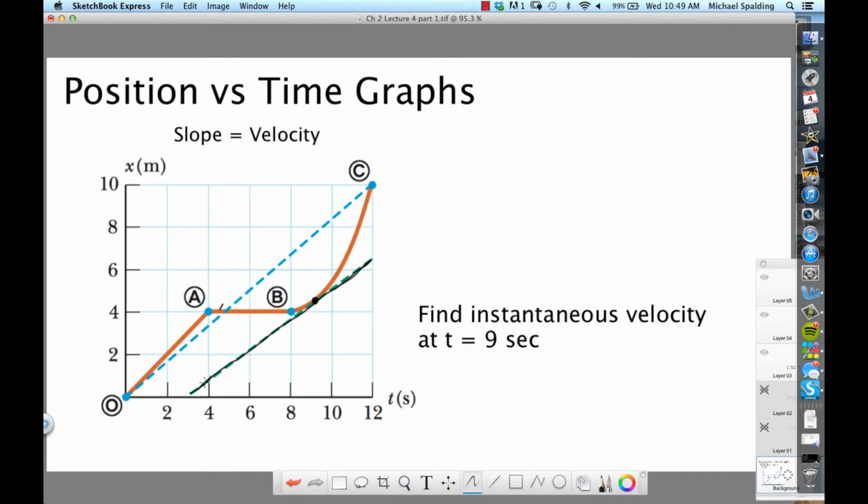This tangent line is for that point right there, which is t equals 9. If we take the slope of that tangent line that I just circled, the slope of that tangent line will be the velocity at that point where we drew the tangent line. That make sense? So let's use that point, we'll use this point, and that point.